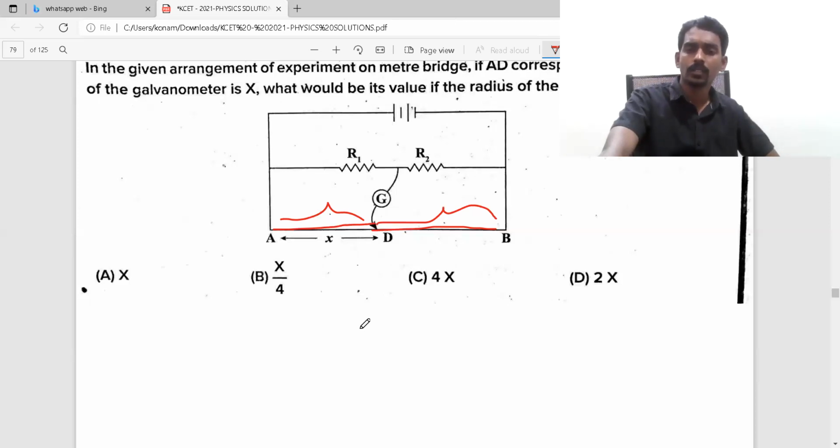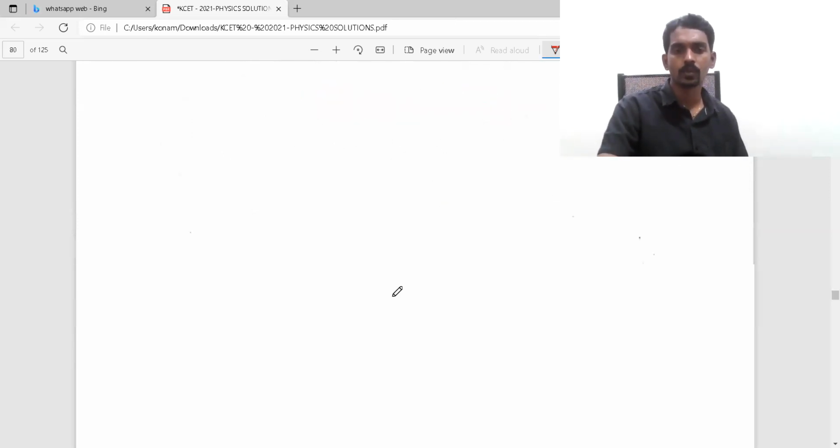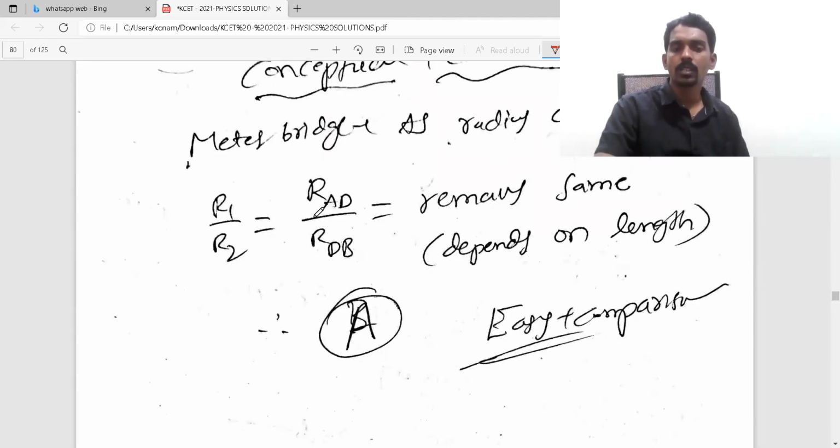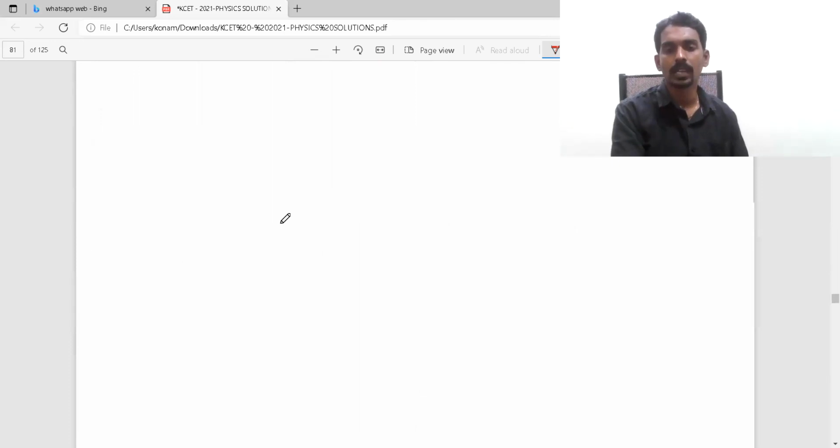So that's why, as the ratio remains the same, because this R1 by R2 equals, here I am showing, see, the R1 by R2 is RAD by RDB. That remains the same. So that's why the length also remains the same. Which length? Balancing length.